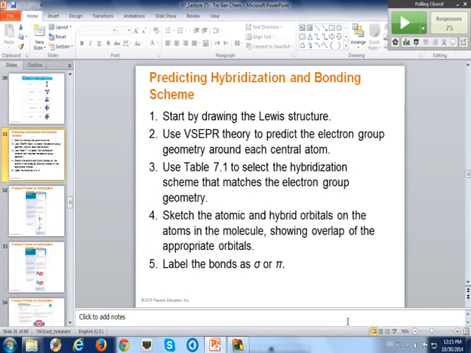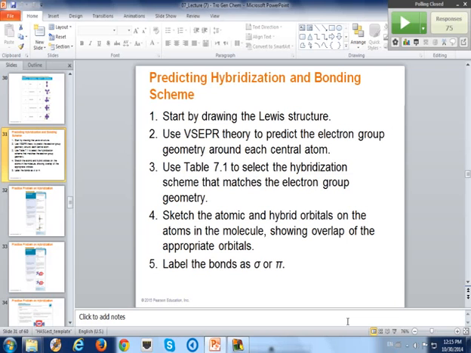Okay, so in summing up, how do we in general use the valence bond theory in order to model the molecule? First, we draw the Lewis structure, right? Then, using from the prior chapter the valence shell electron pair repulsion theory, with that Lewis structure, you can predict electron group geometry about the central atom, right?